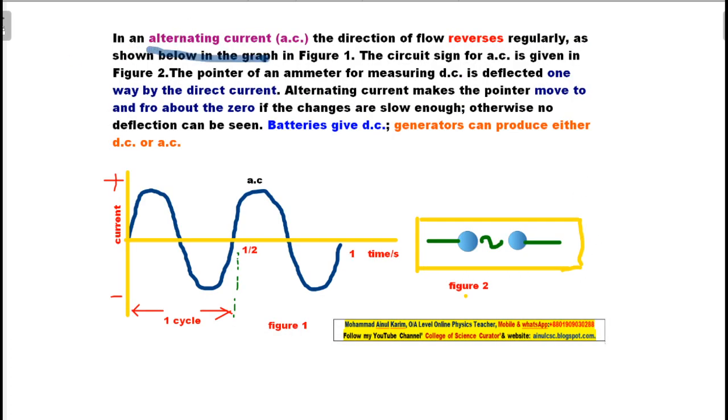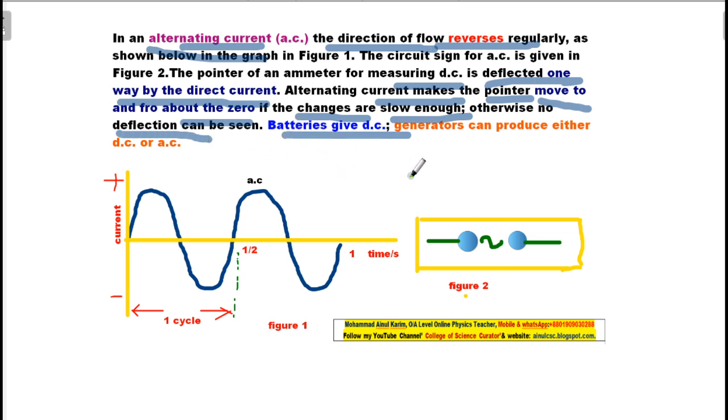There are two types of this DC current. In alternating current, AC, the direction of flow reverses regularly, up and down. As shown in the graph below, figure 1, the circuit sign for AC is given. Figure 2: the pointer of an ammeter for measuring DC is deflected one way by direct current, but alternating current makes the pointer move to and fro about the zero if the changes are slow enough. Otherwise, no deflection can be seen in the ammeter.